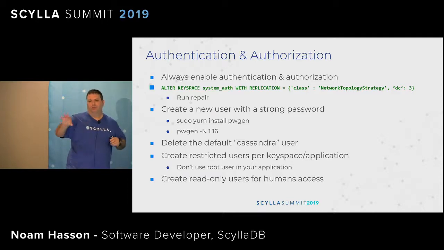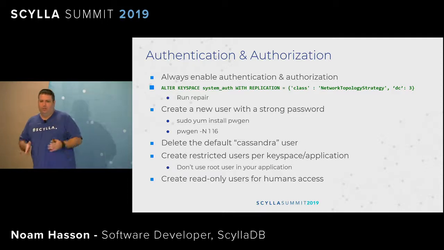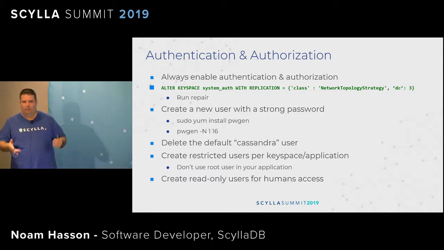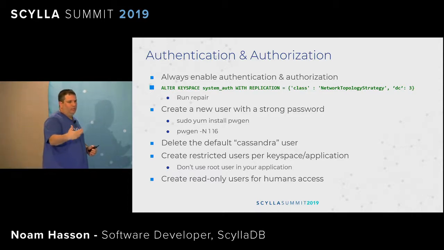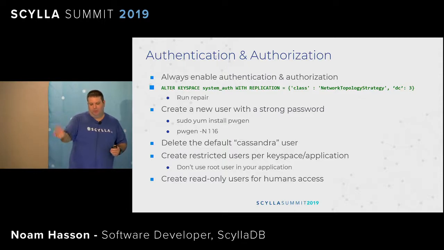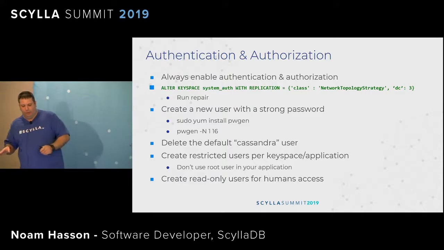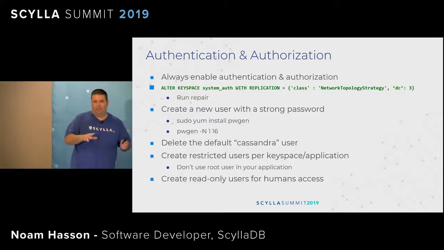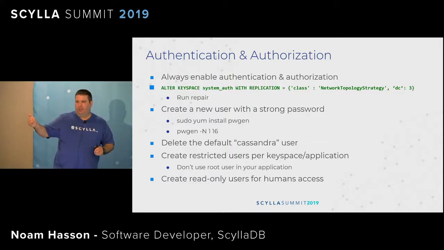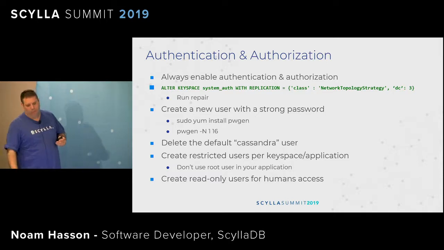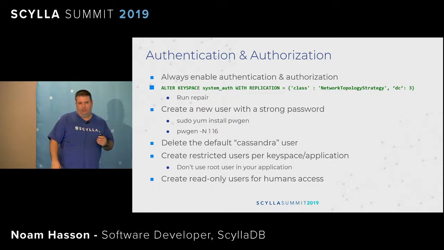Create your own user that you understand. Don't use common things like root or admin or SA. Create something that only people in your company will be aware of. You can use this nice utility called pwgen to generate a password. Of course, delete the default Cassandra user, and create a user for your application. And of course, there are always humans who need to access production. Make sure they work with read-only access.